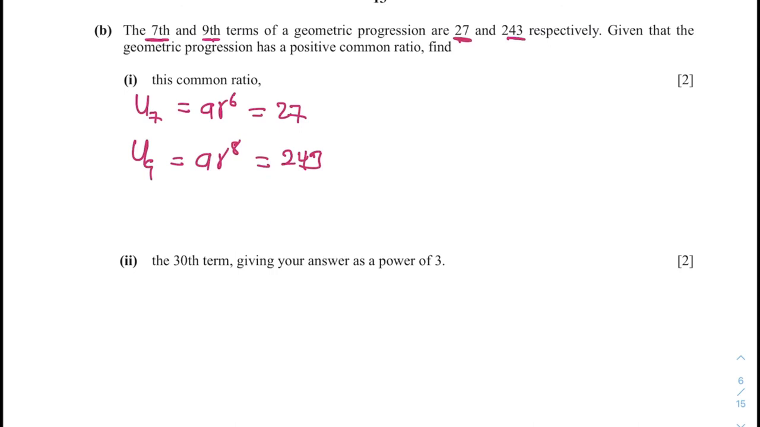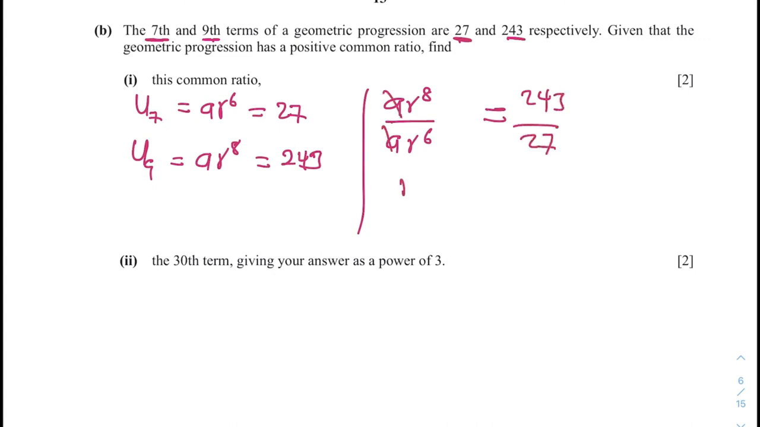All right, and they said that find the common ratio. So what you do is divide the two terms. So you can do ar to the power 8 over ar to the power 6 is equal to 243 over 27. A cancels A. This will simplify to r squared. And let's see, if we do 243 divided by 27, we will get 9. That makes r to be 3.